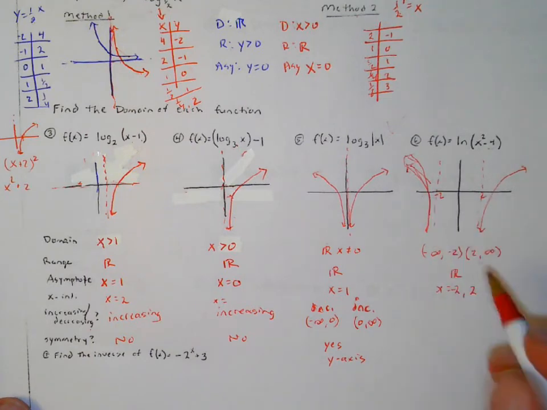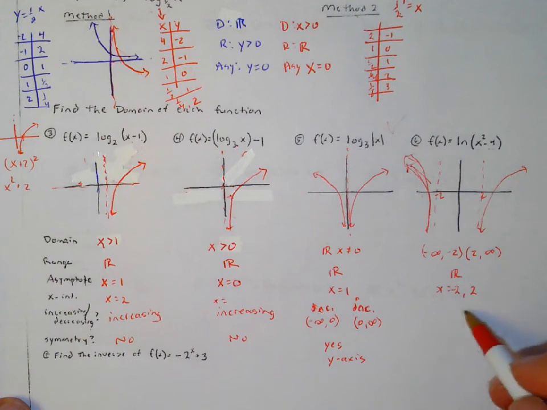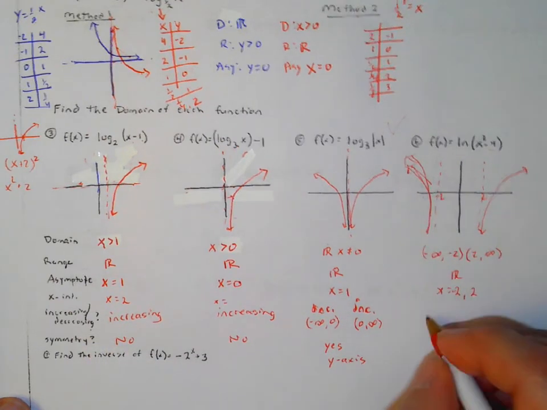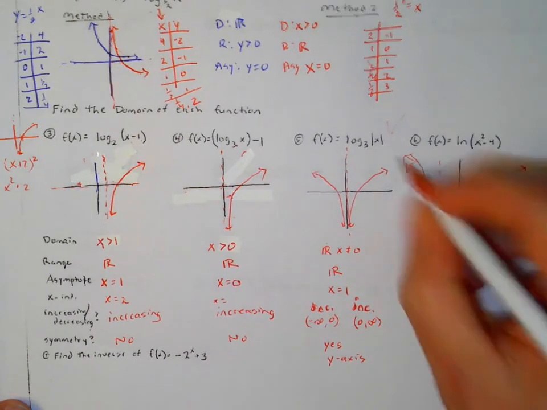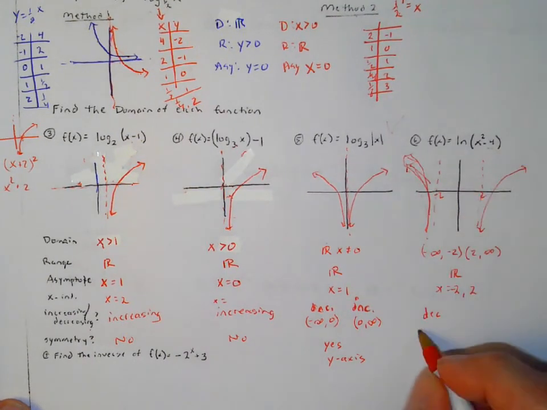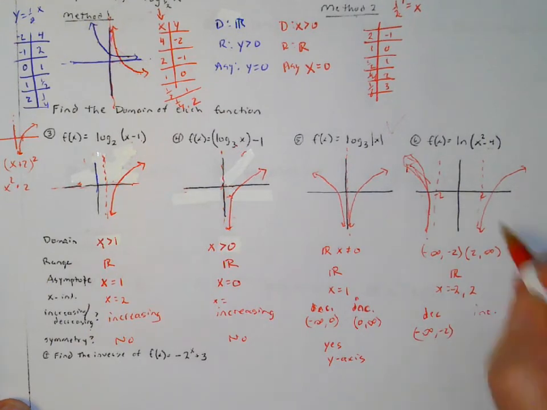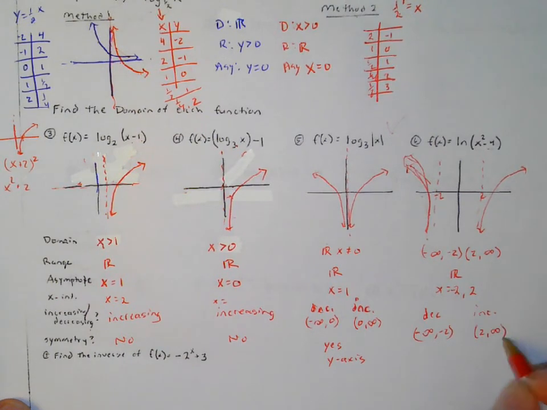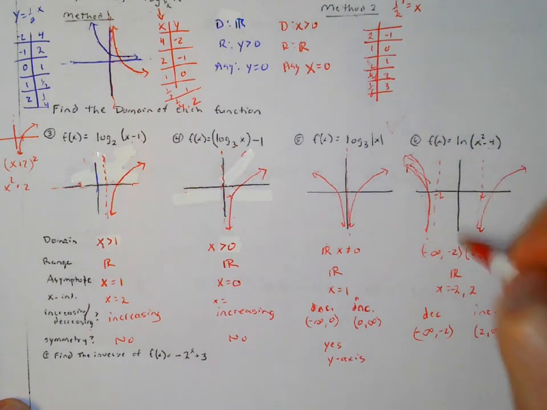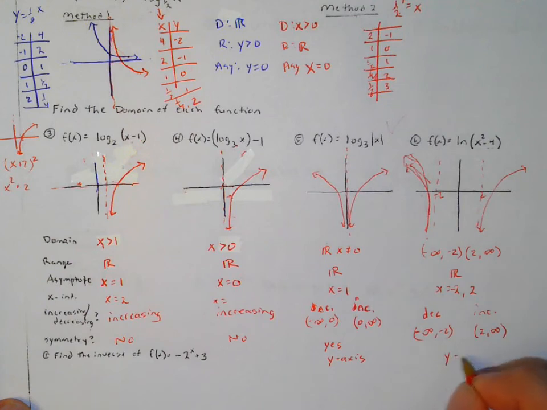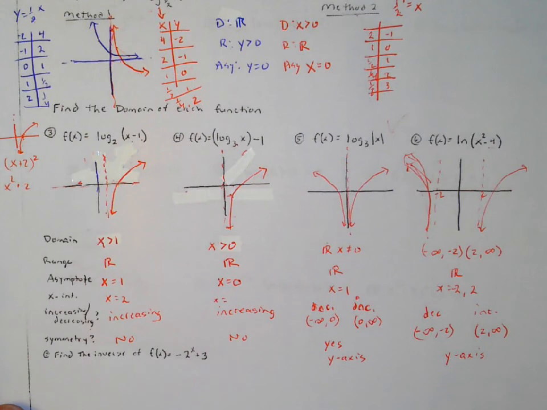X-intercepts, you could find those on Desmos just by clicking on them. We're not going to worry about that one in this problem. It is decreasing on this part, from negative infinity to negative 2, and it's increasing from 2 to infinity. And there is symmetry across your y-axis again. So we have some symmetry with those.